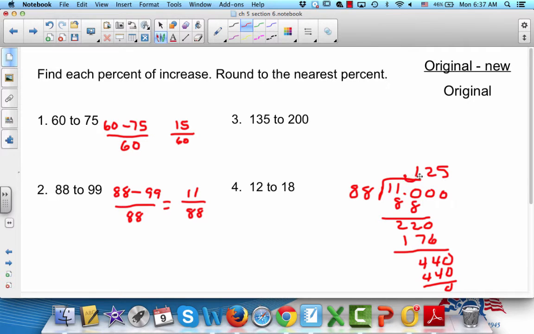Move the decimal over 2 places. That gives us 12.5%. But we were told to round to the nearest percent. Okay, this is tenths of a percent. This is the nearest percent. So we look at the number right here, which is a 5. Remember, if it's 5 and above, we round up. So we round this 12 up to a 13%. And that's our answer. Okay?